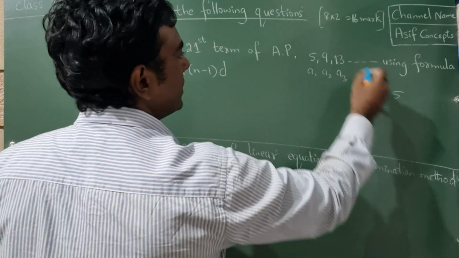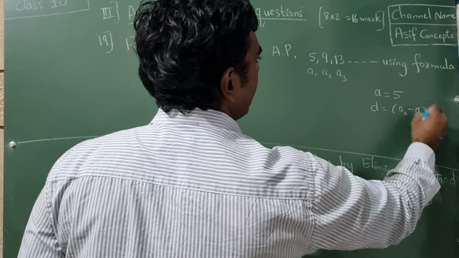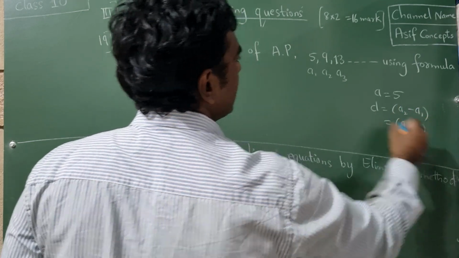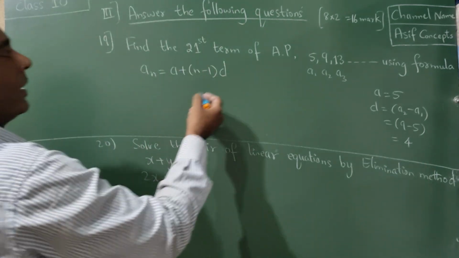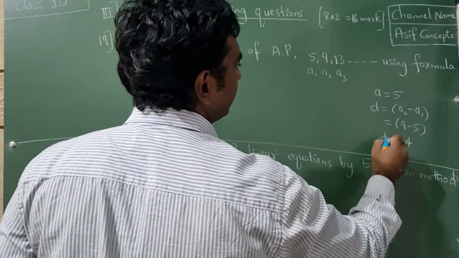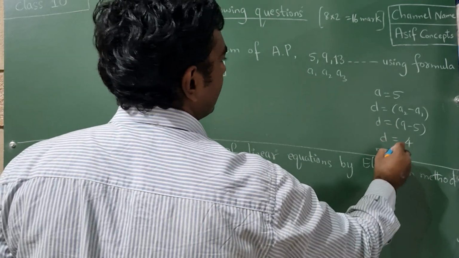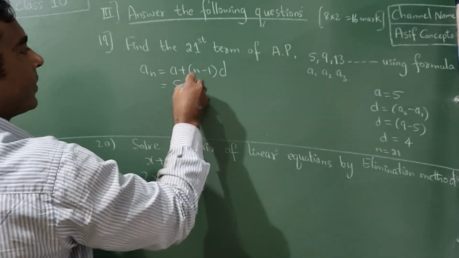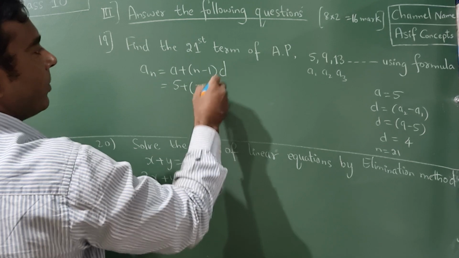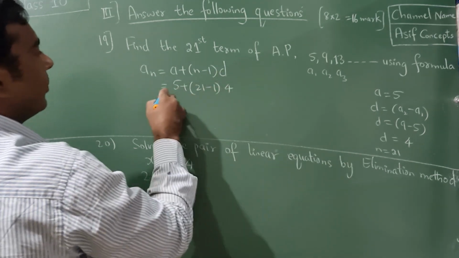Now what is the common difference? It is a2 minus a1, that is 9 minus 5, which is 4. And the n value they have given is 21. So let us substitute here. The a value is 5, the n value is 21 minus 1, and the d value is 4.